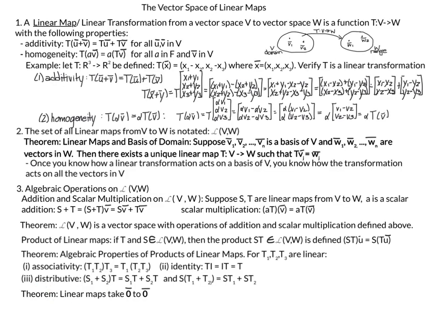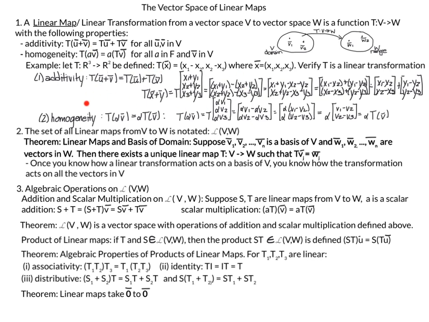So to review what we talked about in this video, we talked about the vector space of linear maps. The first thing we did was define a linear map, also known as a linear transformation, from a vector space V to a vector space W: a function T going from V to W with the following properties. What makes it linear is one, it has an additivity property, so that T of a vector u plus v is equal to T of u plus T of v. It also has a homogeneity property, which says T of alpha, where alpha is a scalar, times v is equal to alpha T of v.